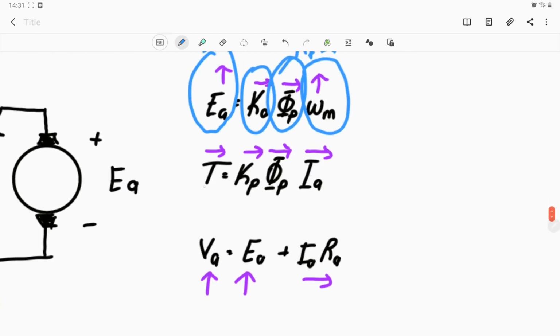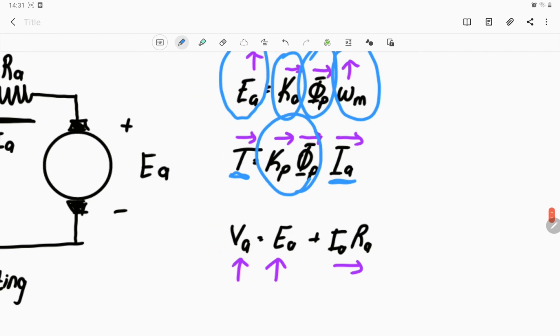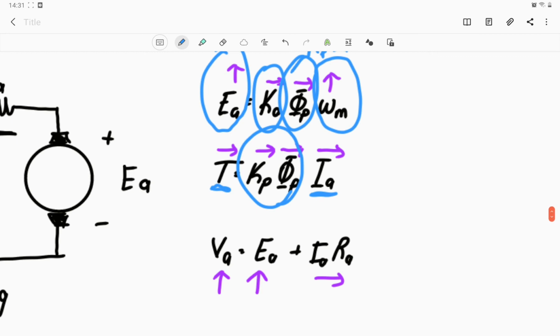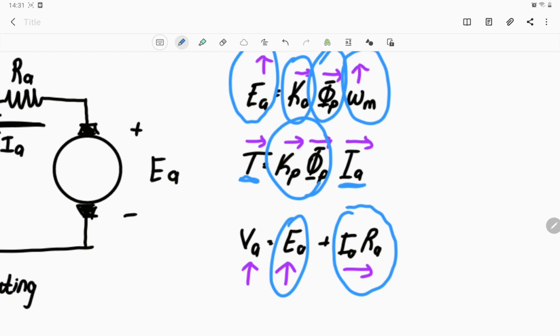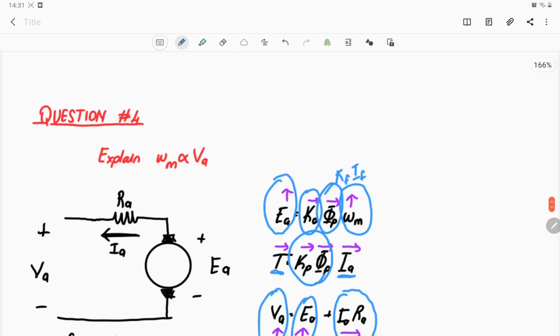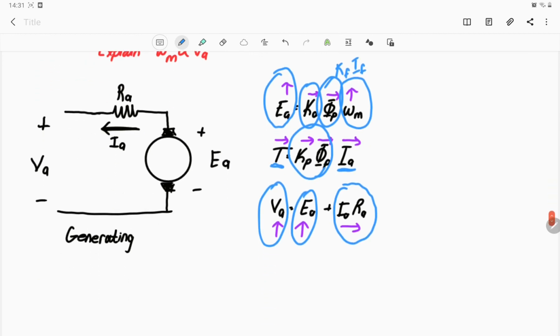And we also know that we kept torque constant. Therefore, the armature current has to be constant. With this assessment, we can see that EA is increased and current multiplied by resistance is constant. Therefore, this causes VA to be higher. Therefore, when we increase the rotational speed, VA is also increased.